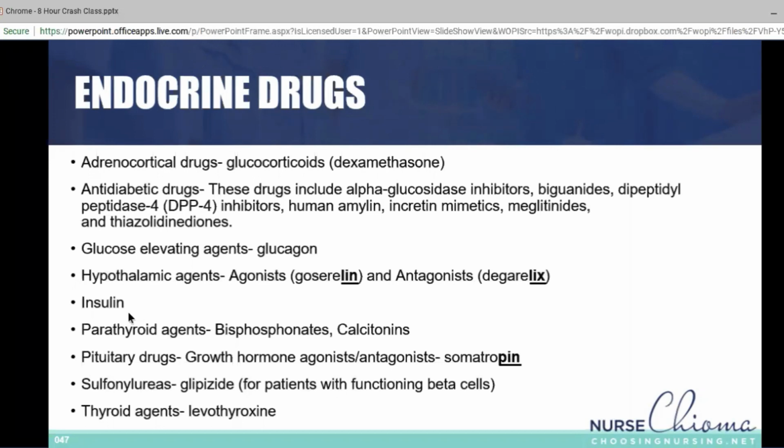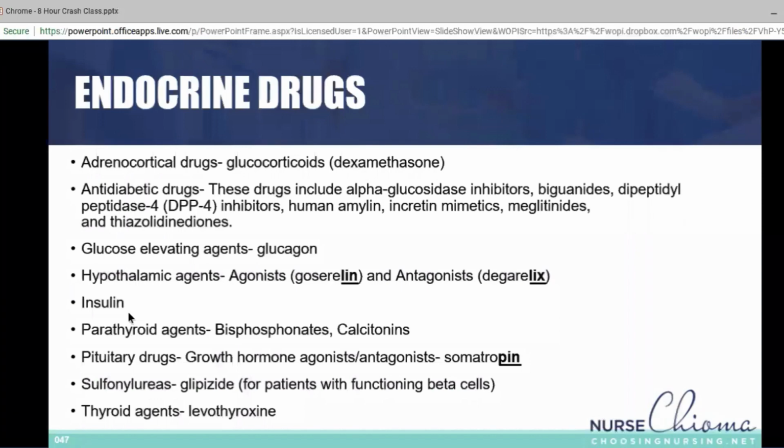That's very important, right? When it comes to how to correctly give insulin, or what to expect because you gave the insulin. Parathyroid agents, I talked about this before. Some of them fall under the same category as far as this being also an endocrine drug. So bisphosphonates, calcitonins, the pituitary drugs, like I said, the growth hormone, somatropin, excuse me, and then also sulfonylureas. So an example of this is going to be glyphosate.